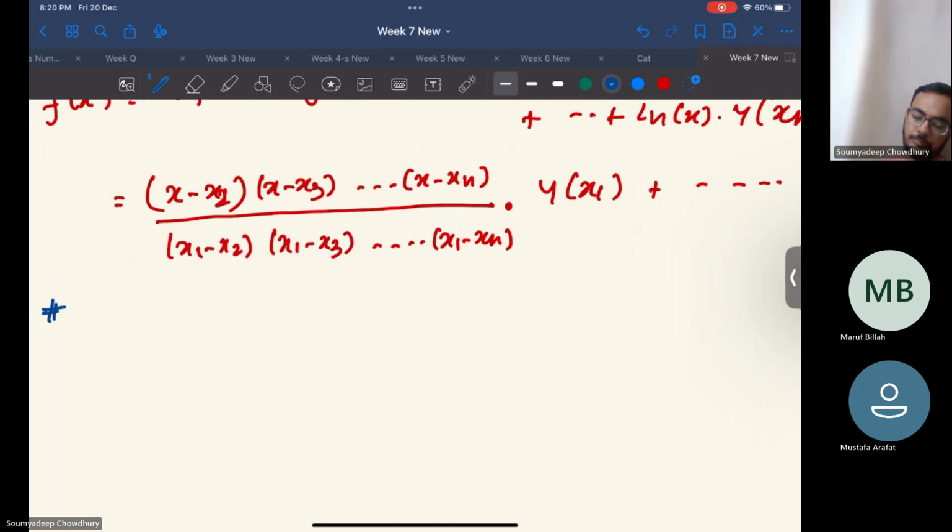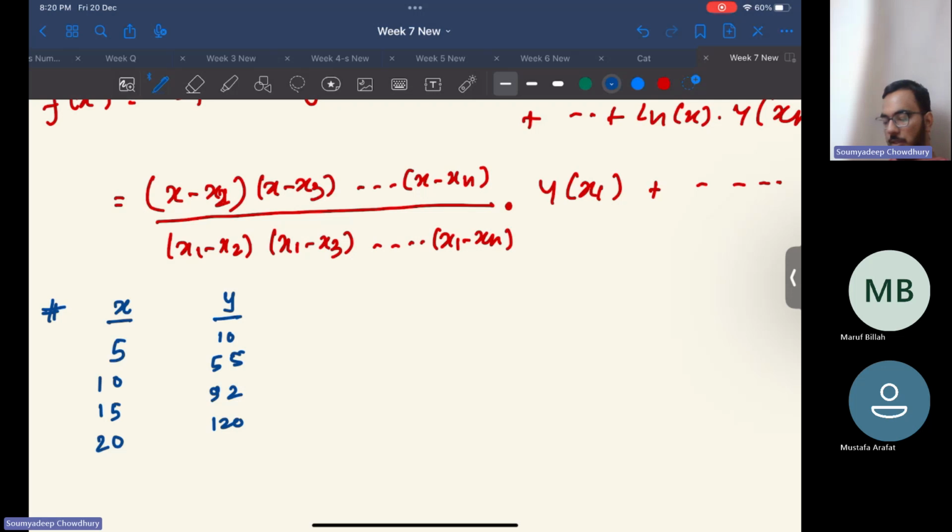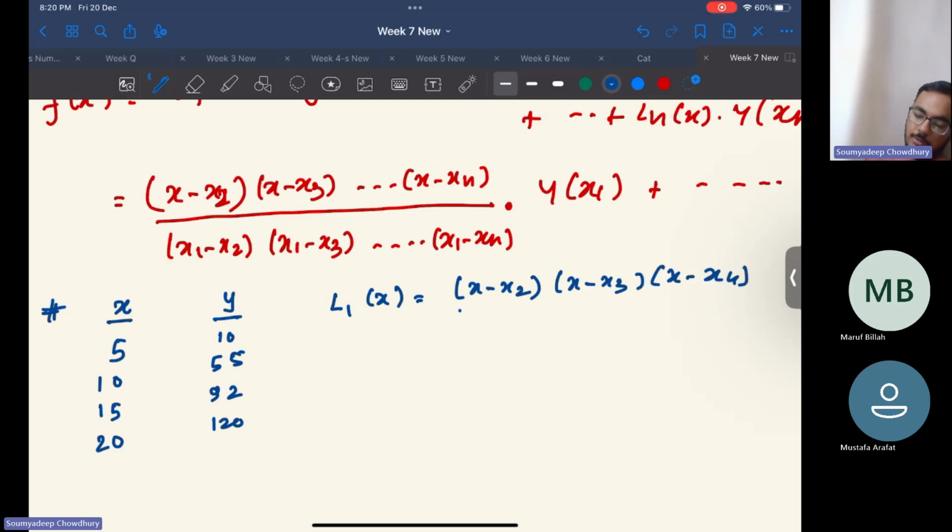Suppose you have x data, y data, right? X you have 5, 10, 15, 20, and y you have 10, 55, 92, 120. So if you want to find the Lagrange interpolating formula for the polynomial here, I'm not doing it, I'll just show you. So what is L1 of x? x minus x2, x minus x3. Here there are four terms, so x minus x4 upon x1 minus x2, x1 minus x3, x1 minus x4.